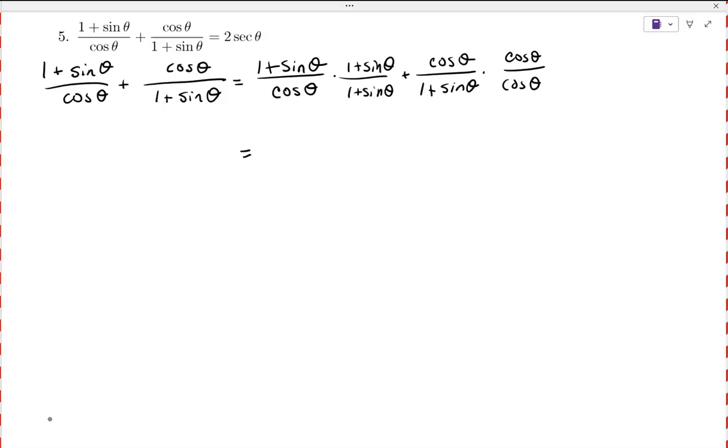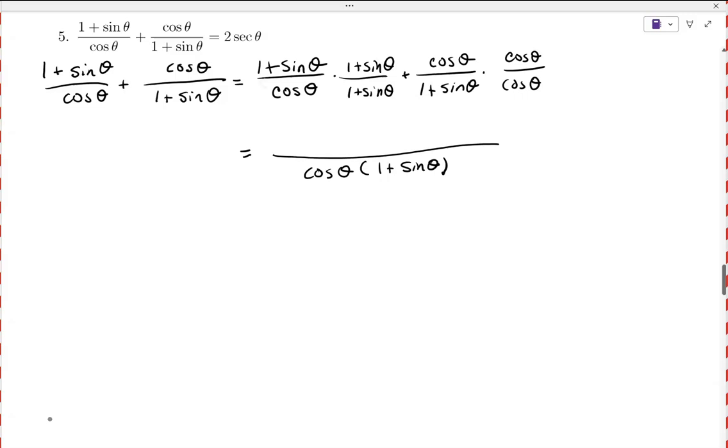Okay? So in particular, why I'm making a big deal out of that, don't multiply out your denominator. Okay? It's going to complicate things. However, you do want to multiply out your numerator. I'll leave the denominator as cosine theta times 1 plus sine theta.